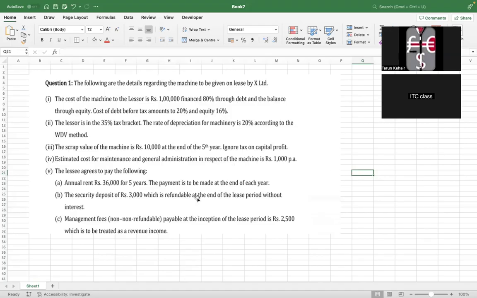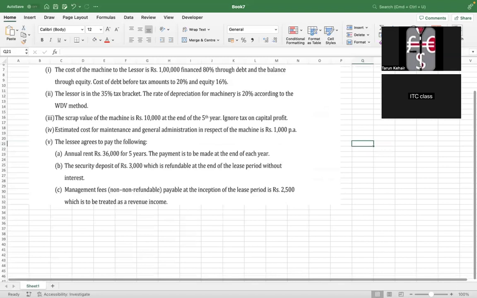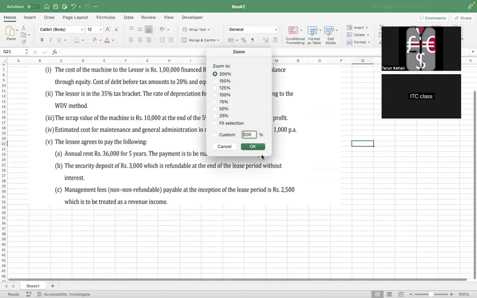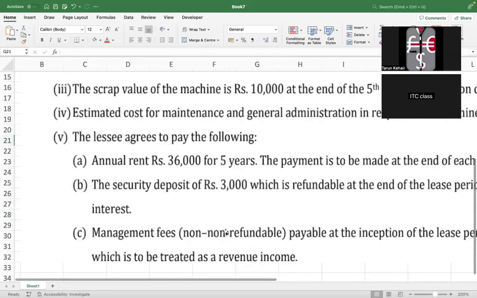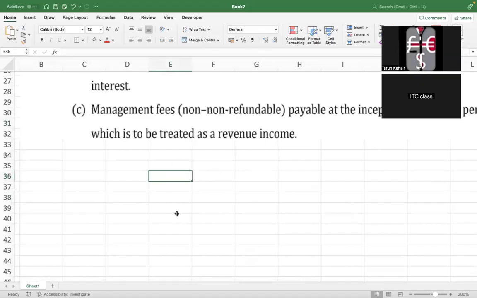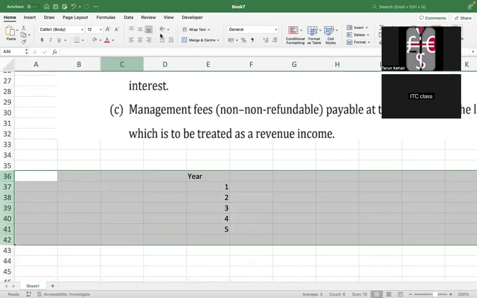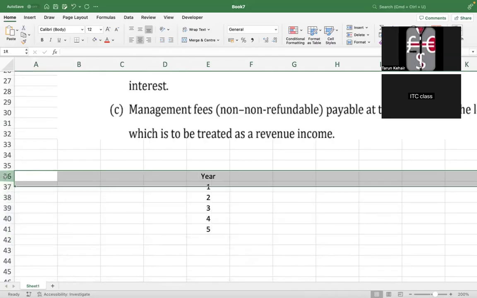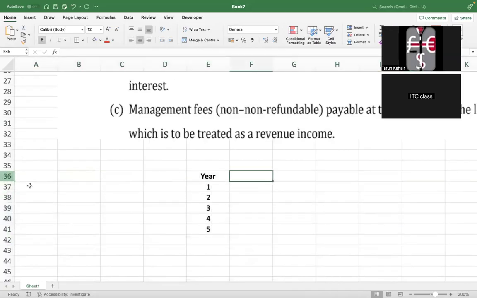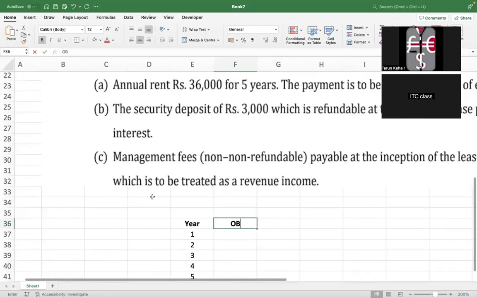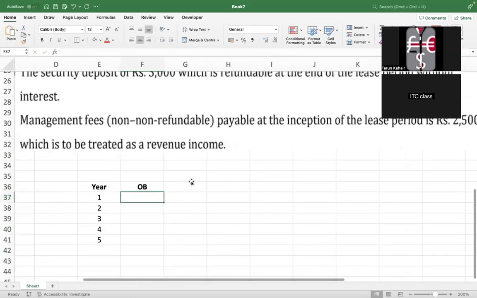Now, what is the first thing that I would do? I would first create a depreciation schedule. So what is the depreciation schedule here? Start with the year. How many years is this project? This project is for 5 years. And what is the opening balance of the machine? It will be 1 lakh.